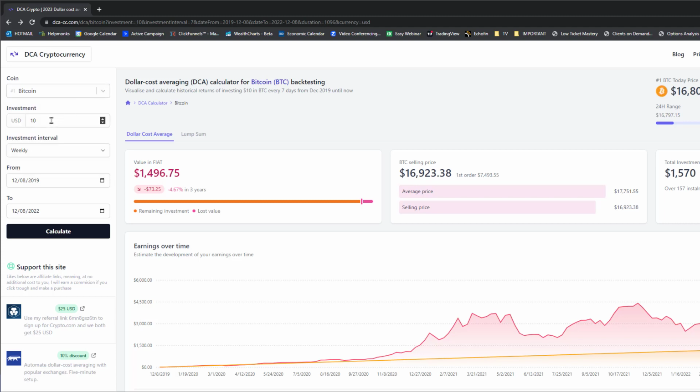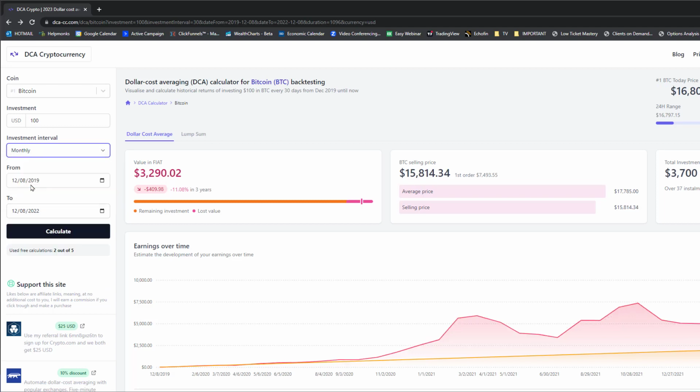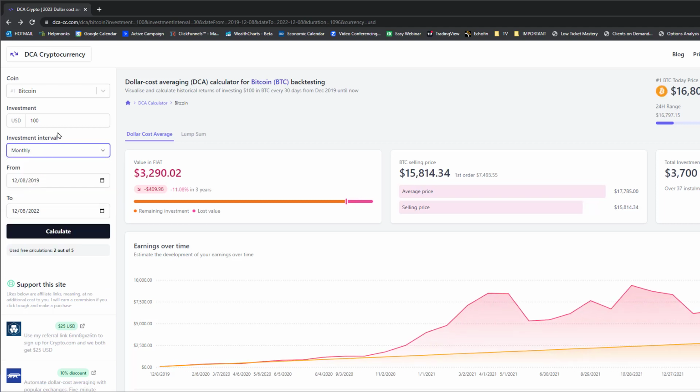So this is just one example. Let's do Bitcoin because that's the big daddy. And let's say that we're going to invest $100 increments, and let's do it monthly. What that would mean is you say, okay, I don't know how to time the market, so I'm just going to buy $100 worth of Bitcoin every month, no matter what, whether the market goes up or down, and that way you average the returns that occur over a certain period of time.